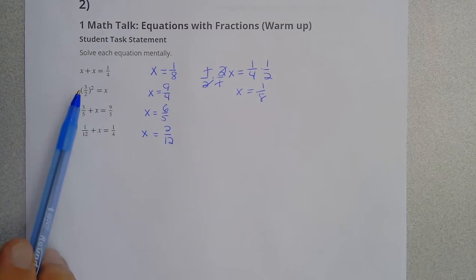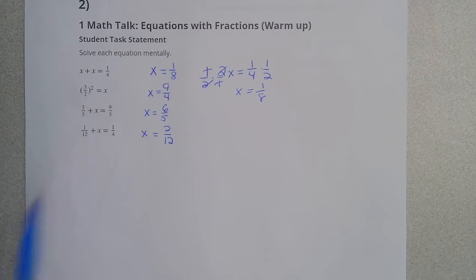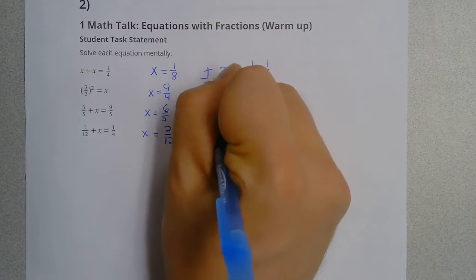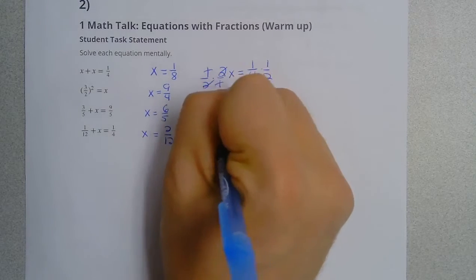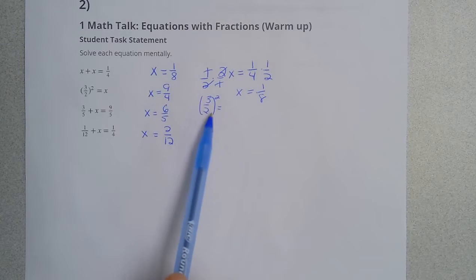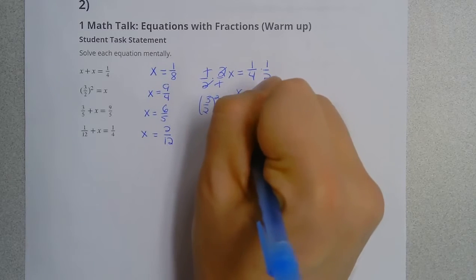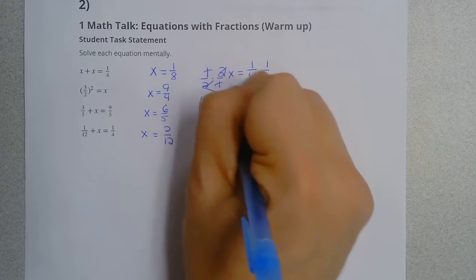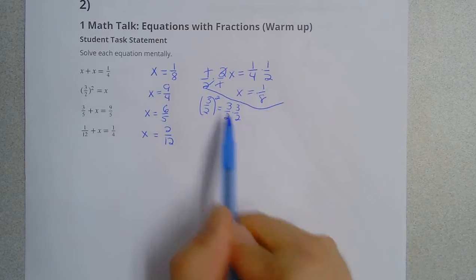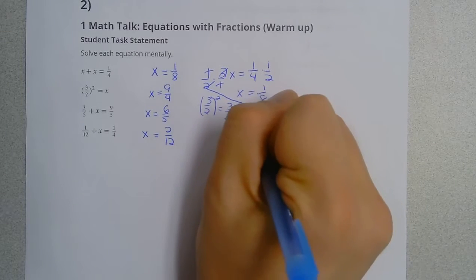For our second equation, all I have to do is evaluate 3/2 squared. I can do that in my head, but I want to show you my thought process. 3/2 squared is 3/2 times 3/2. Multiplying the numerators, 3 times 3 is 9, and multiplying the denominators, 2 times 2 is 4.